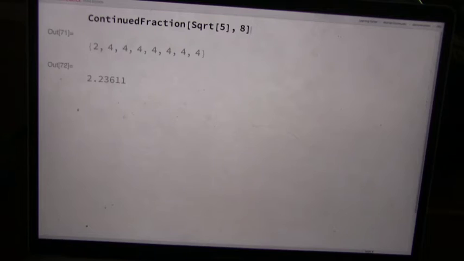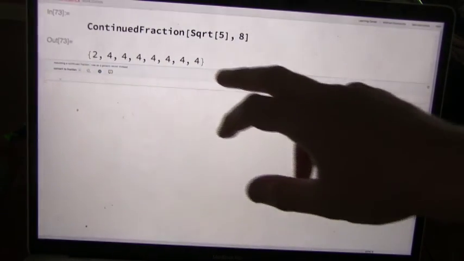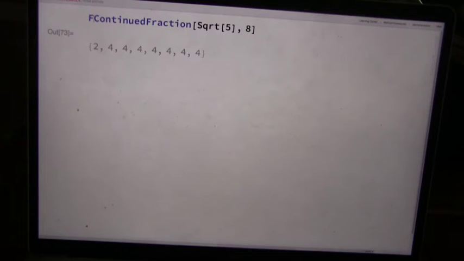So what does that mean? That the continued fraction for square root of 5 is 2, 4, 4, 4, 4, 4, essentially repeating forever. So that's 2 plus 1 over 4 plus 1 over 4 plus 1 over 4, all the way down forever. And then there's a neat function in Mathematica called FromContinuedFraction, and it will tell you the fraction approximation.